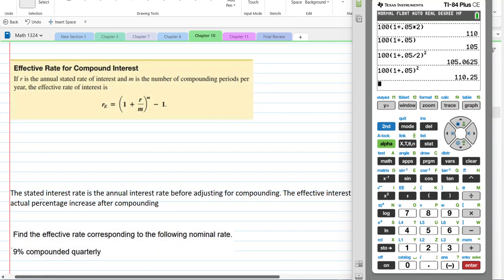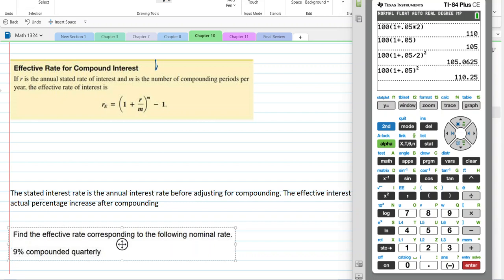Well, what we're talking about is the effective rate of compound interest. And that is how much interest is made per year. Right. So here we go. It is effective rate.